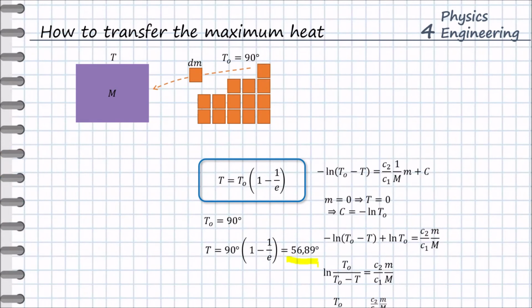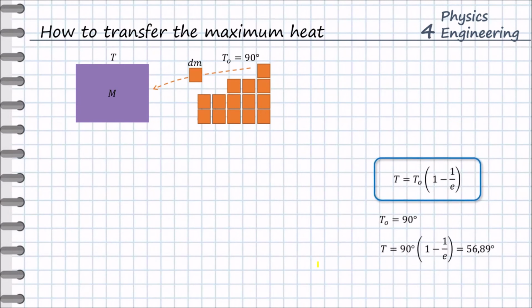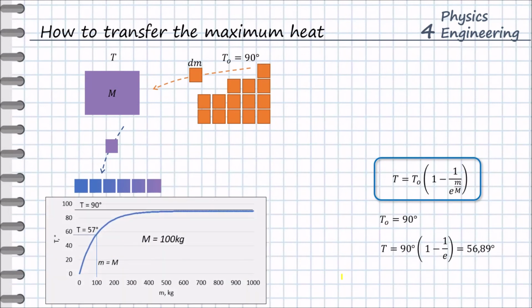Okay, so let us now do the following. So we will now investigate how we can heat the cold body to the maximum temperature. Let us return the mass in our result equation and imagine that the mass of the hot body is higher than the mass of the cold body. The question is now how big should be the hot body in order to heat the cold body to the maximum temperature. So let us put some numbers in this equation.